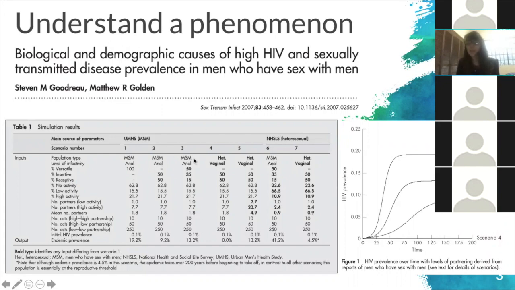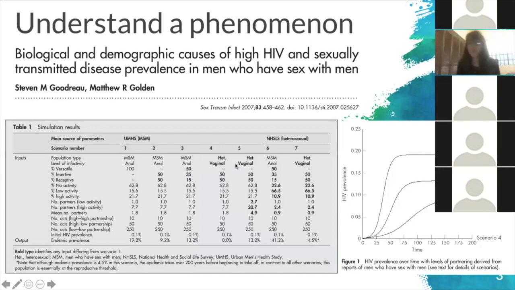Then they explored intermediate scenarios because, of course, the sexual positioning among a community of men who have sex with men can take various forms. And here they assume, for example, that 50% would be versatile versus 35% insertive and 15% receptive. And you can see that scenario three stands somewhere in between scenario one and two. And so this highlighted the very strong effect of role versatility in anal sex.